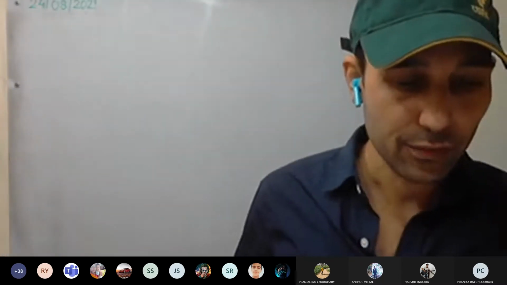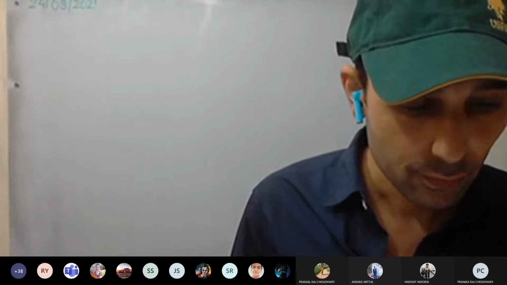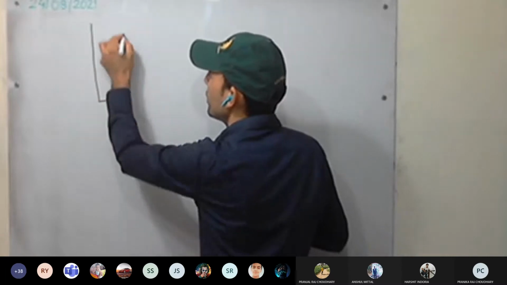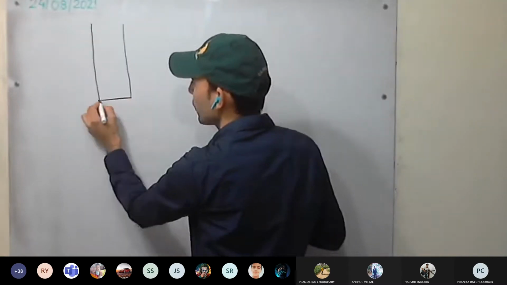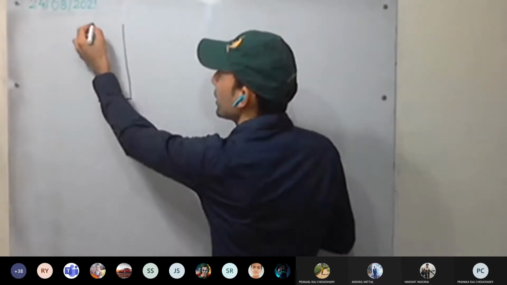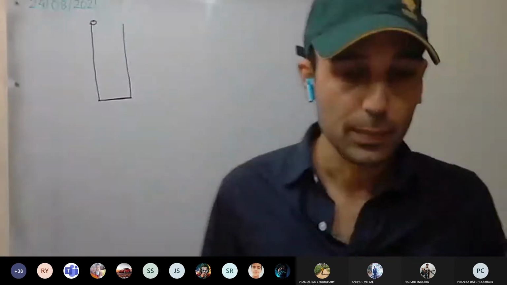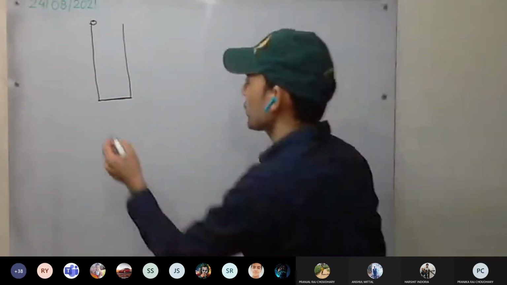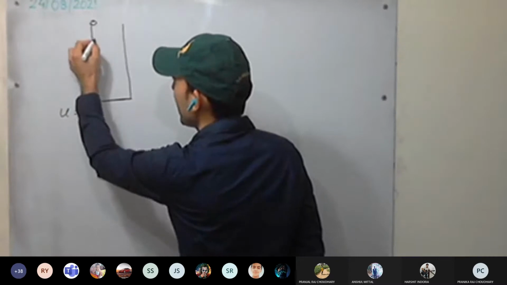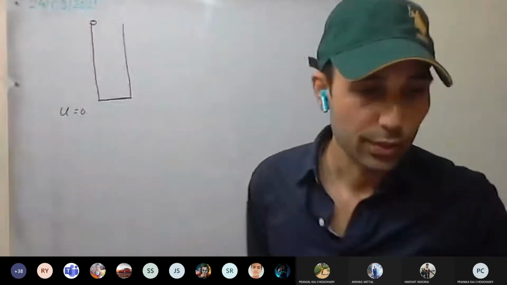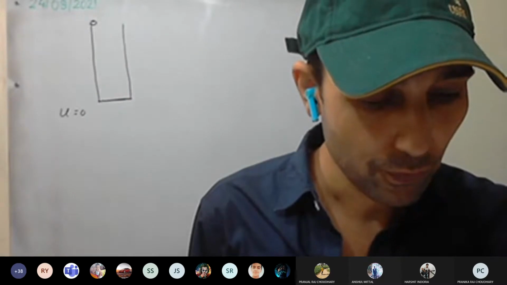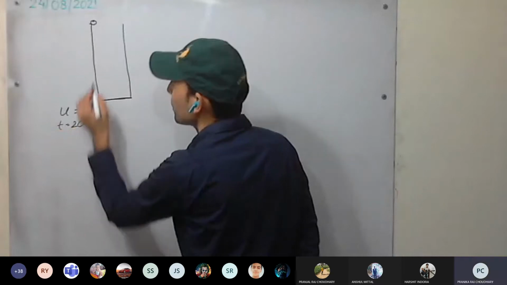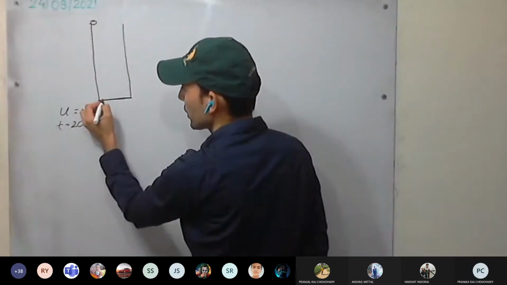A pebble is dropped freely from the top of a well. Okay, so we are having a well now. Here is the water level inside the well, and the pebble is dropped freely. Freely means initial velocity is 0. It takes 20 seconds for the pebble to reach the water surface in the well. So time taken is how much? 20 seconds. From here it is dropped and takes 20 seconds to reach the water surface.